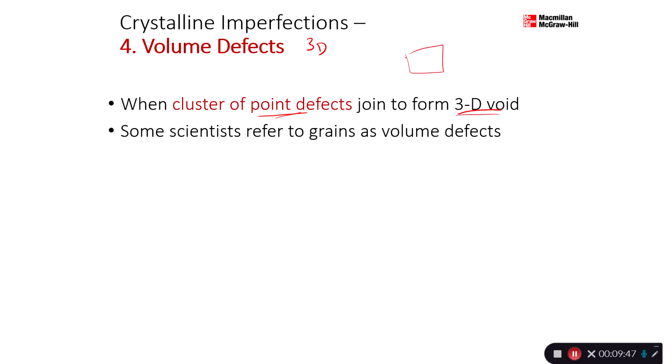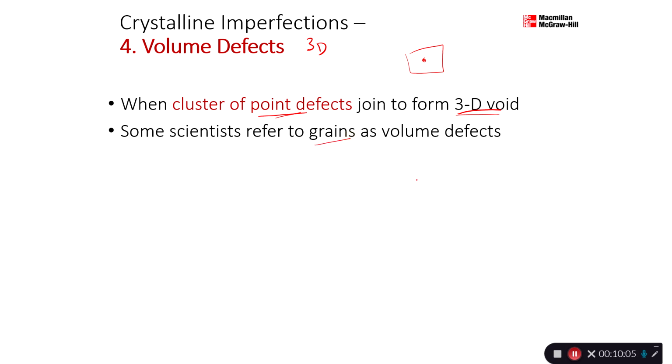So if there's just one of it, it's a point defect. But if that defect is gathered in a region, it's considered a void. Okay, a 3D void. So some scientists refer to grains as volume defects. So you see how this is quite subjective.